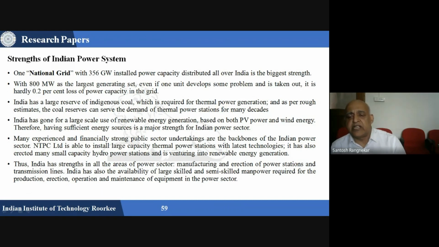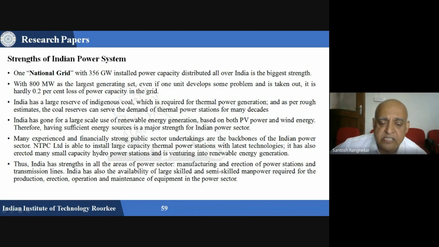Even if one unit develops some problems and is taken out, it is hardly a 0.2% loss of power capacity in the grid. India has a large reserve of indigenous coal, which is required for thermal power generation, and as per rough estimates, the coal reserves can serve the demand of thermal power stations for many decades. India has gone for large-scale use of renewable energy generation based on both PV power and wind power, and therefore having a sufficient energy source is a major strength for the Indian power sector.